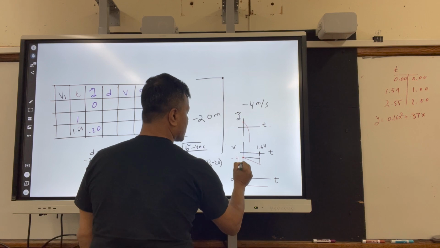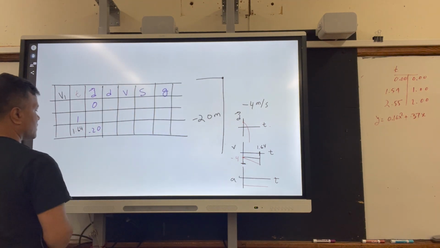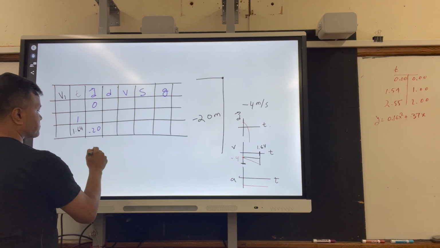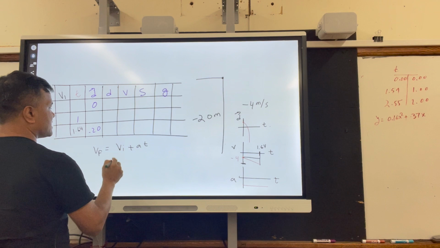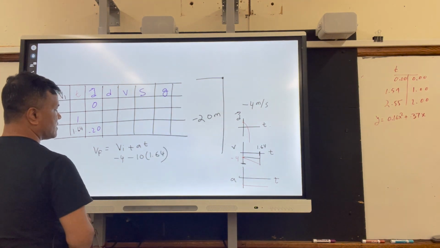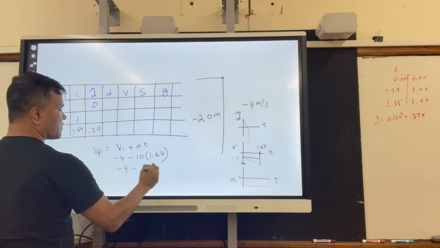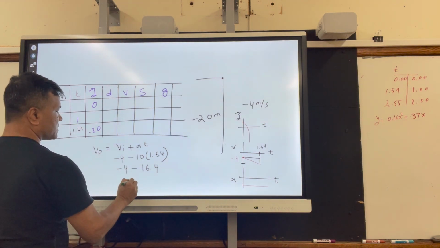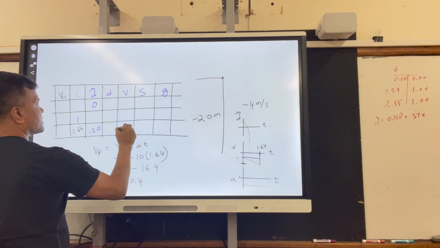What would be your final velocity? Let's see. Your final velocity would be initial velocity plus at. Initial velocity is -4, minus 10 times 1.64. So -4, you have 16.4, right? So you have -20.4. Your final velocity is -20.4.